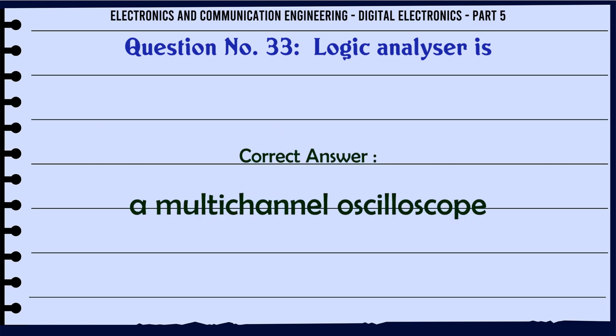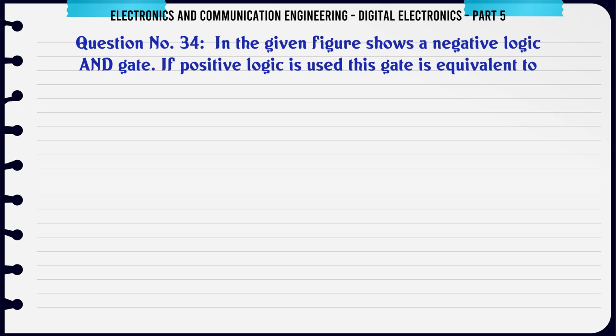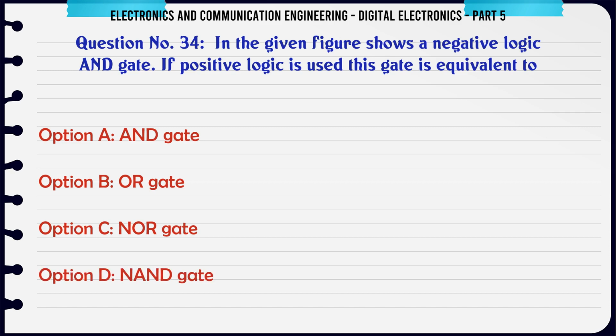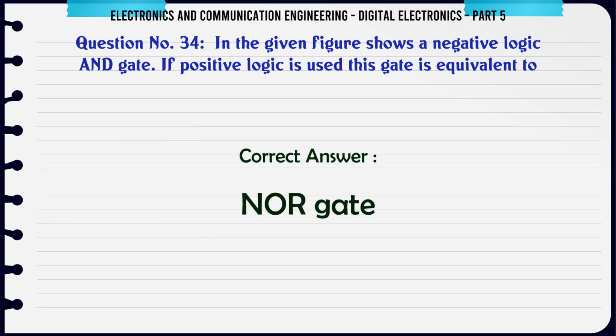Multi-channel oscilloscope. The given figure shows a negative logic AND gate. If positive logic is used, this gate is equivalent to A. AND gate, B. OR gate, C. NOR gate, D. NAND gate. The correct answer is NOR gate.